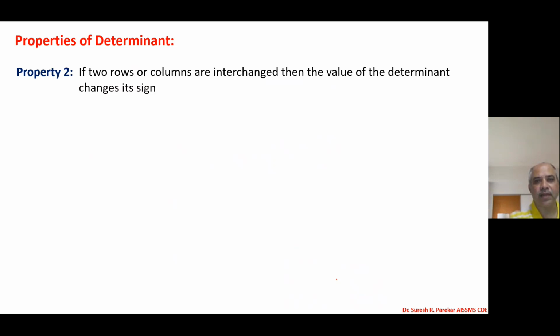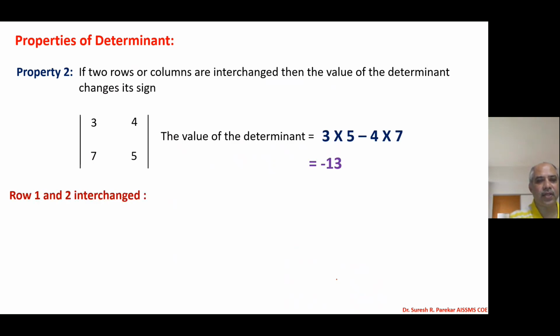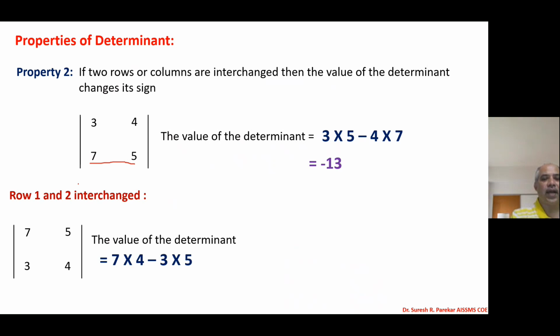Then the second property of the determinant: if two rows or columns are interchanged, then the value of the determinant changes its sign. We have this matrix with value minus 13. Now we interchange rows 1 and 2. So we have 7, 5 as the first row, and the second row becomes the first. The value, 7 into 4 minus 3 into 5, is plus 13.